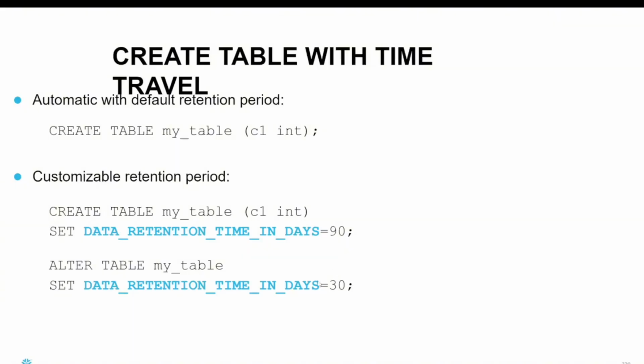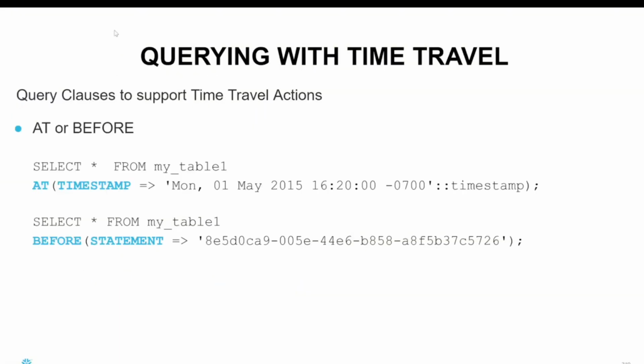So if your table is created with 30 days retention, you can go up to the 30th day and retrieve the data. Beyond the 30th day, you will not be able to retrieve the data from your historical backup. Now, how do you query with time travel? There are two ways which Snowflake supports. One is AT, and one is BEFORE.